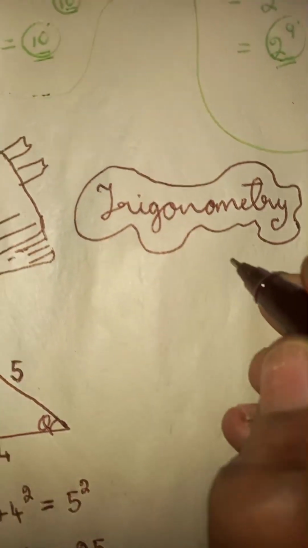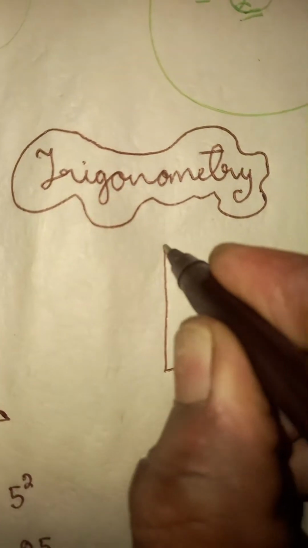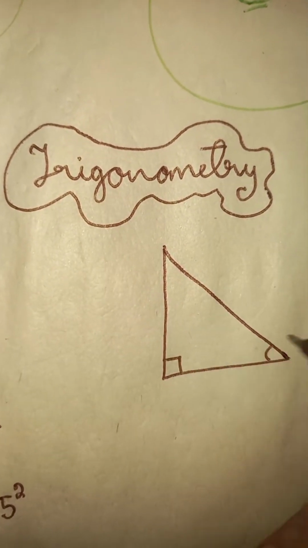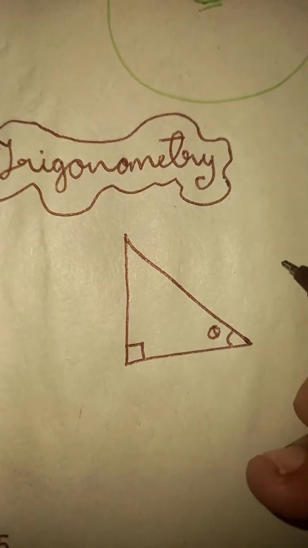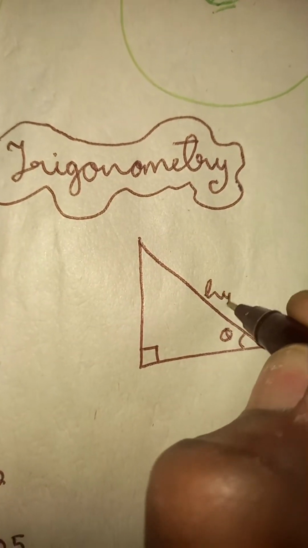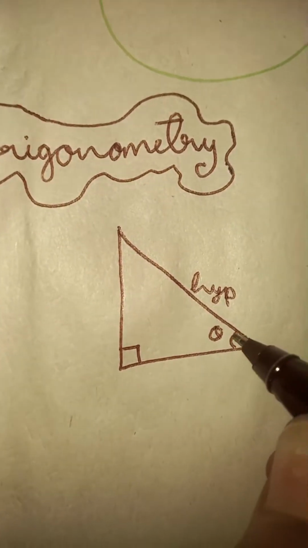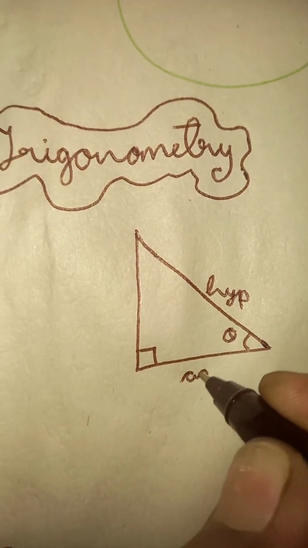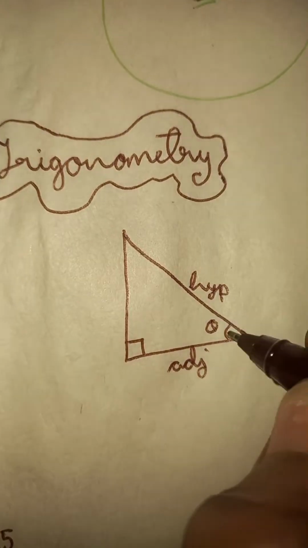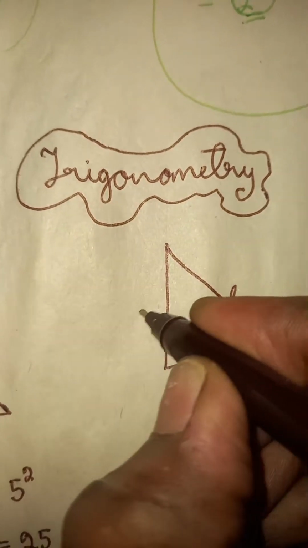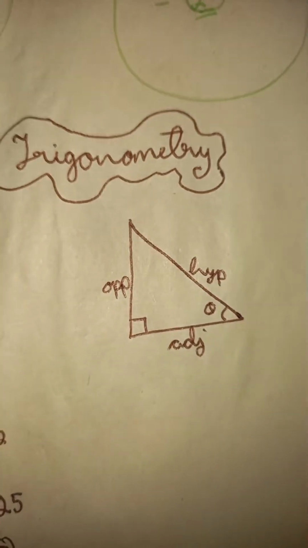Now the next one, that is trigonometry, which you get afterwards. This trigonometry tells us that there are three different ratios. This is a normal right triangle. If this becomes theta, the biggest side is always going to be the hypotenuse, the side joining the theta is going to become the adjacent side, and the side which is opposite to the theta is going to become the opposite side.